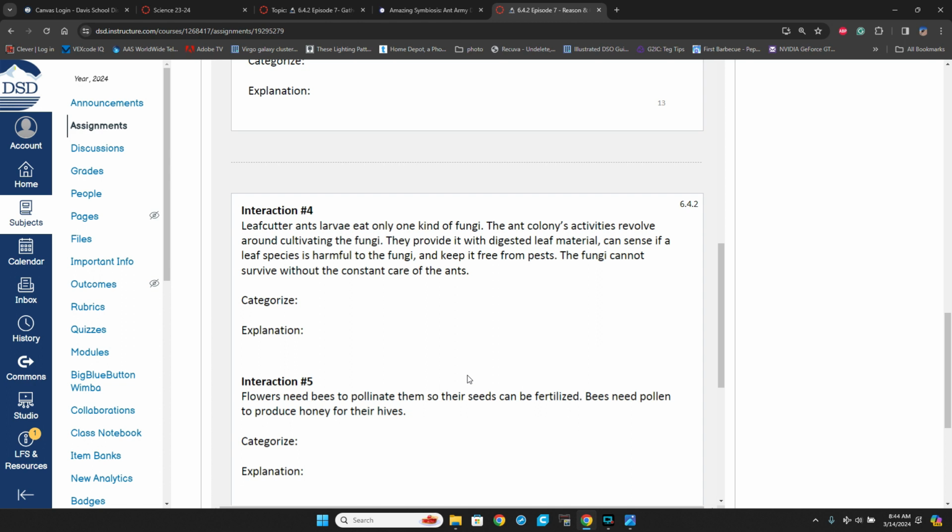Leafcutter ant larvae, that's the babies, eat only one kind of fungi. The ant colony's activities revolve around cultivating the fungi. They provide it with digested leaf material and can sense if a leaf species is harmful to the fungi and keep it free from pests. The fungi cannot survive without the constant care of the ants. Is this mutualism, predation, or competition?